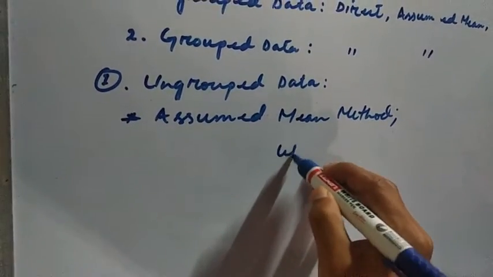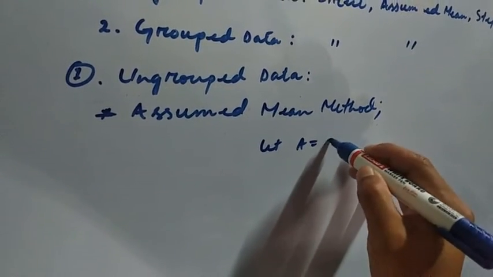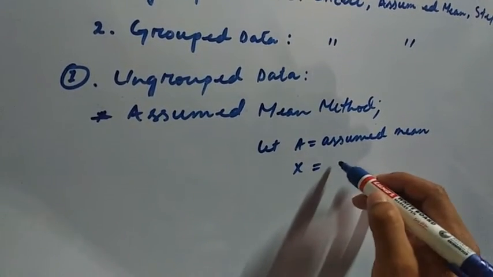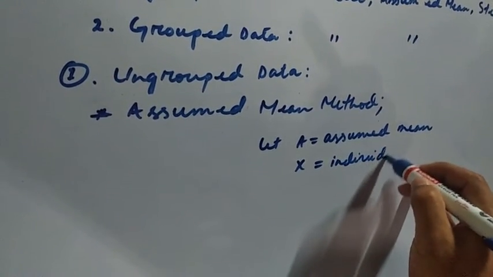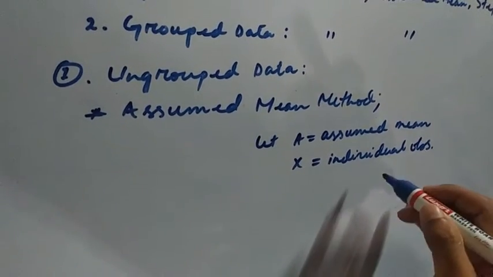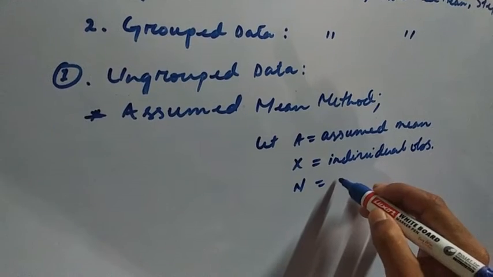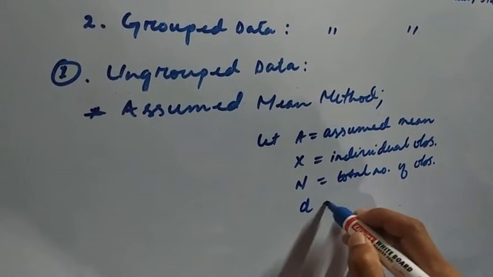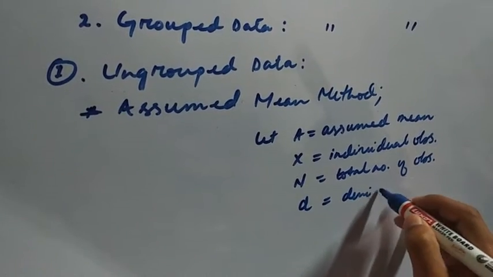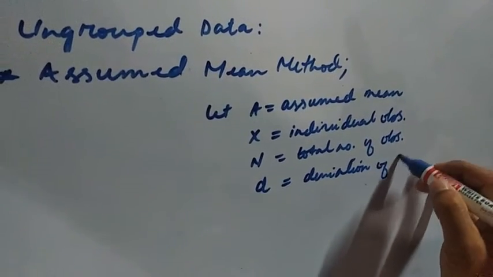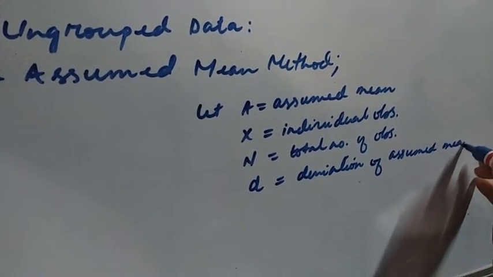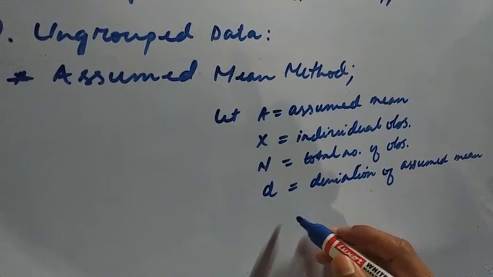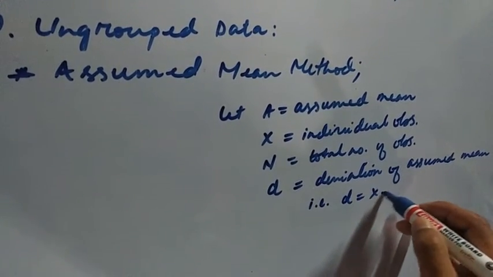So let A be the assumed mean and X be the individual observations and N is the total number of observations, and then D is the deviation of the assumed mean from the individual observations. So D is X minus A.